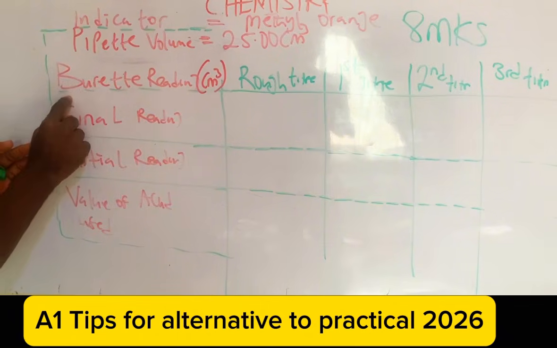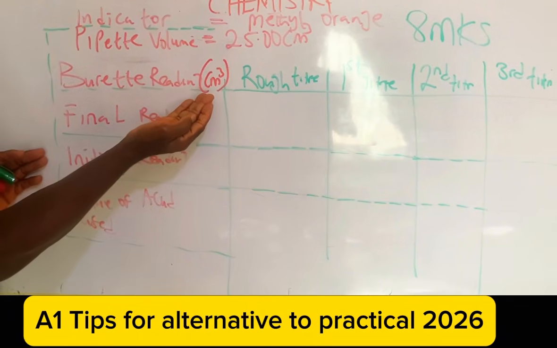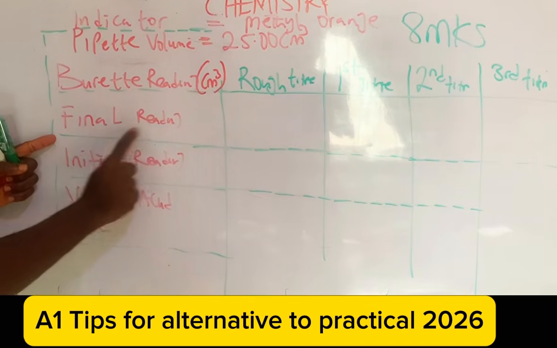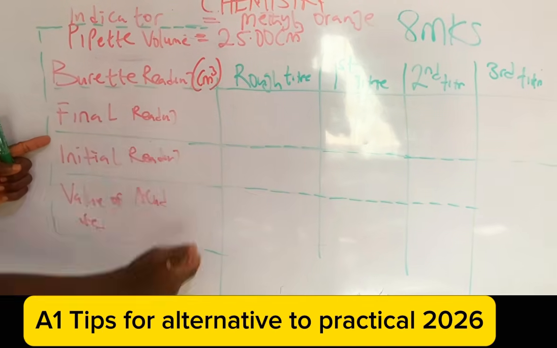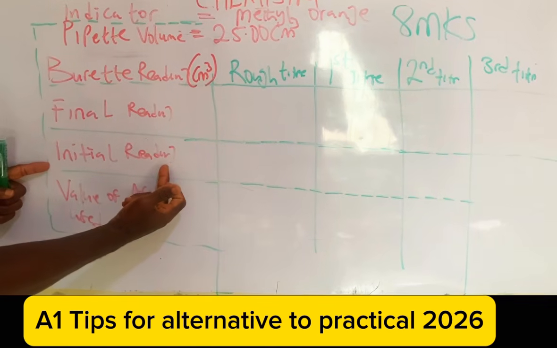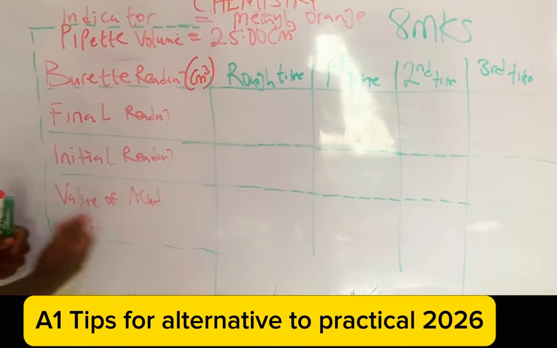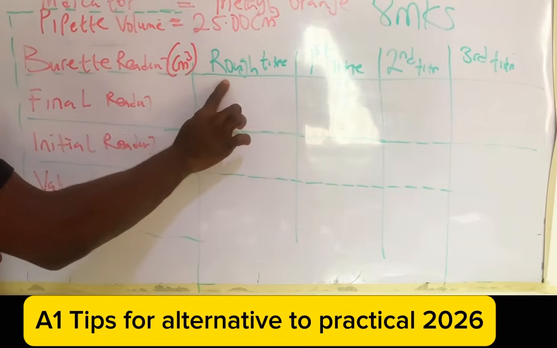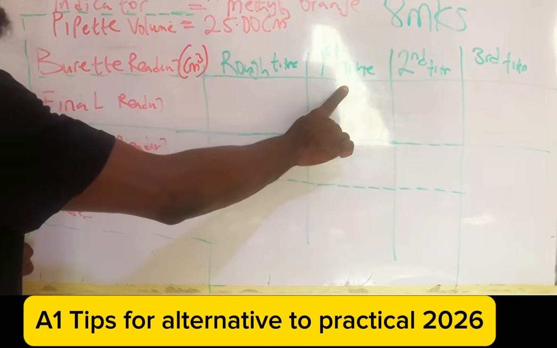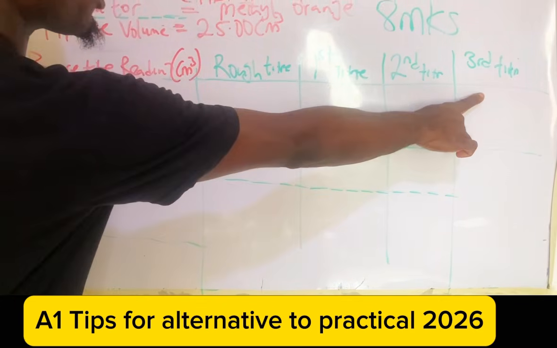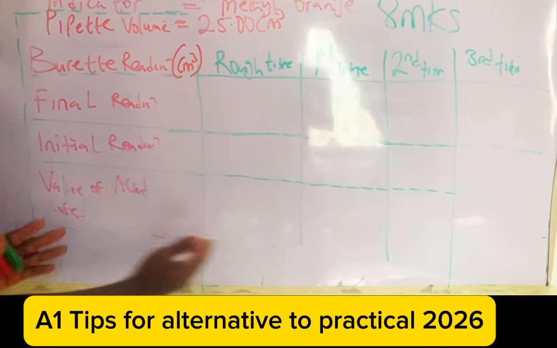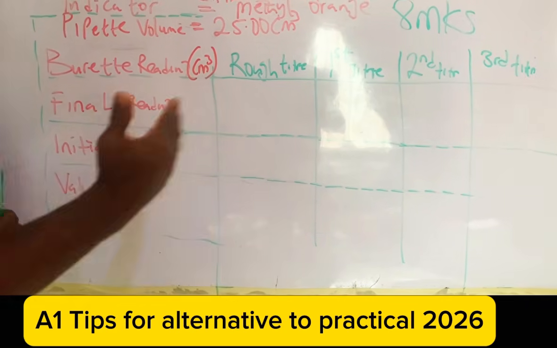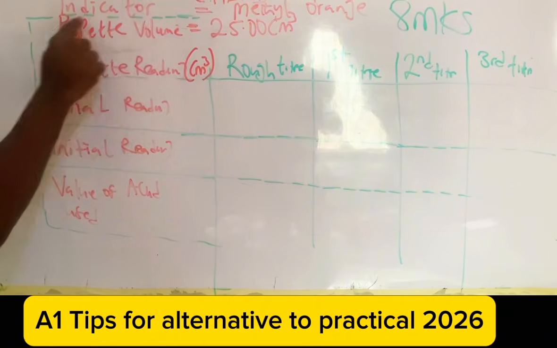From the table we have our burette reading, which is represented in cm³. Very important. Then we have the final reading, also in cm³, the initial reading, also in cm³, and the volume of acid used, also in cm³. Then you have your rough titer, first titer, second titer, and the third titer. You must memorize how to present this table. Very, very important.